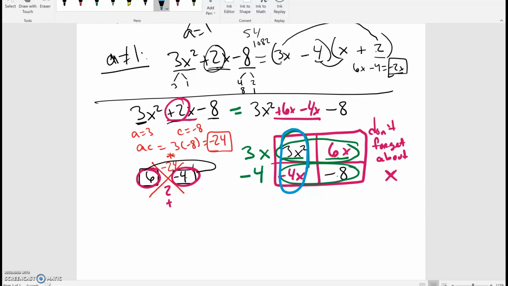Well, here, notice the 3 and the negative 4. There's nothing that I can factor there, but I can factor out an x, right? That's all I can do. Here, between the 6 and the 8, the only thing I can factor out is a 2, right? So it's just a positive 2.